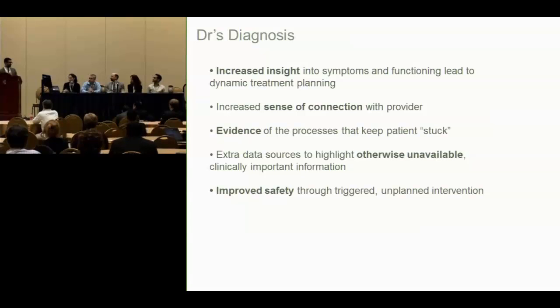We had extra data sources to highlight otherwise unavailable clinically important information. So I would never have known that he stopped contacting people that were important to him without that Ginger.io data. I would never have known that his mobility radius decreased, and I would never have known that his energy level was as low as it was, which is actually one of the more problematic signals that we saw, and certainly that his medication usage had changed.